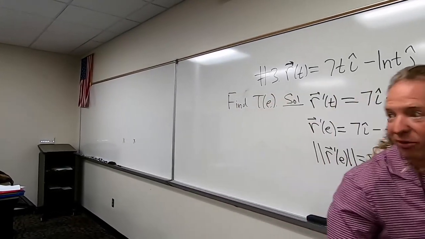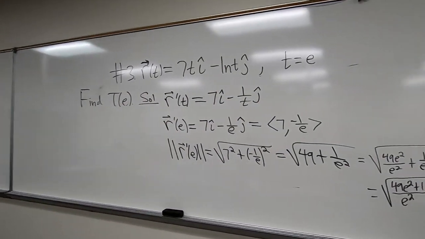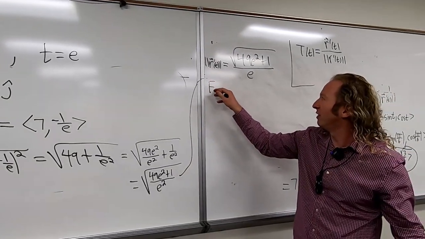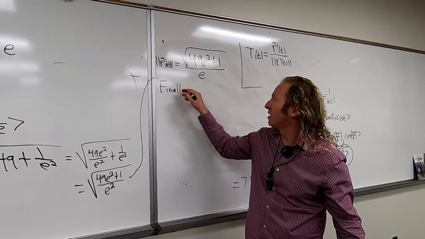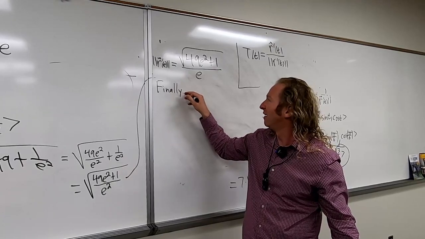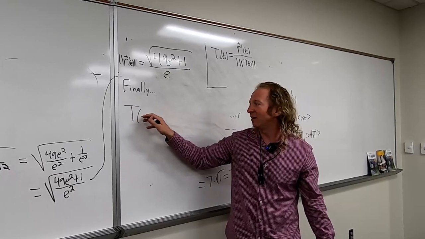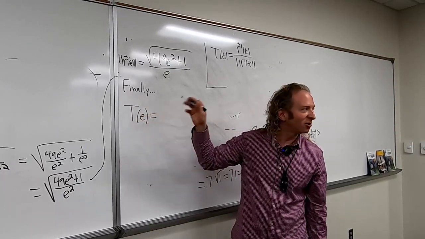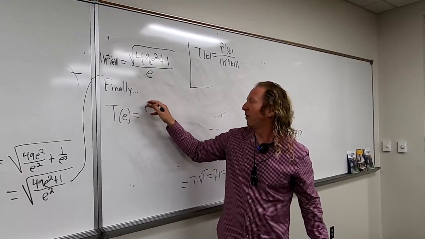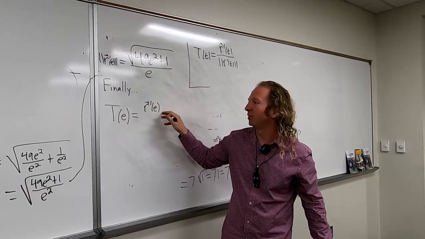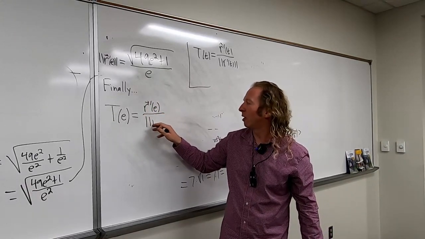So basically, you find the derivative, plug in the e, then take the magnitude. So now we're going to divide. Okay, we're going to divide. So now we have, finally, let's make it seem long and dramatic. Finally, you don't have to write finally, but it's fun. Just make it seem good. T of e is r prime of e. I'll write all the notation out, the painful notation. Magnitude r prime of e.